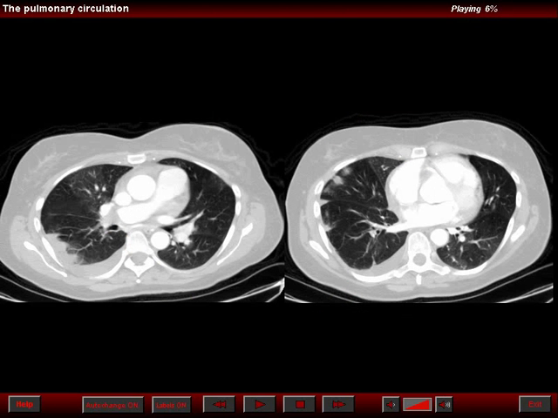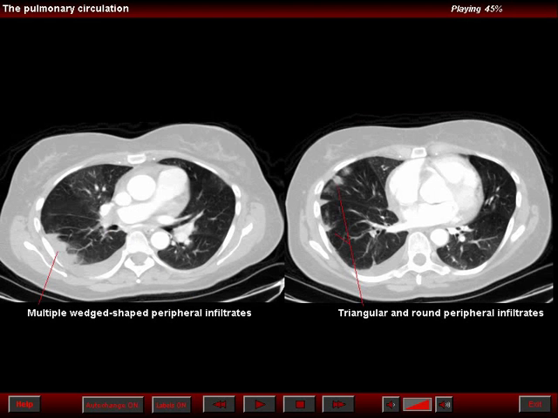Lung windows in the CT pulmonary angiogram showed the peripheral densities. Some appear rounded, others appear triangular. Note also some paucity of the pulmonary vasculature in the dependent portion of the right lung.